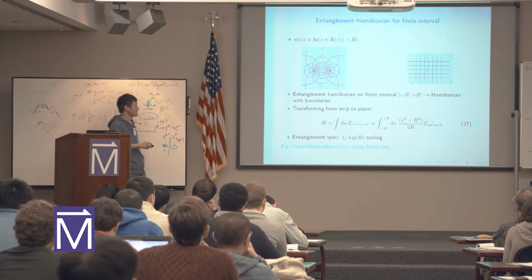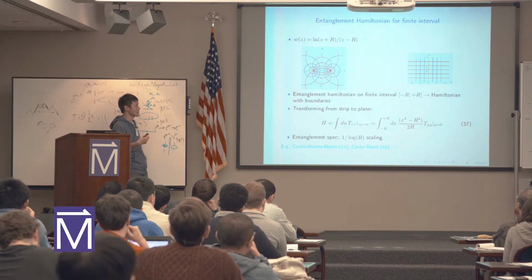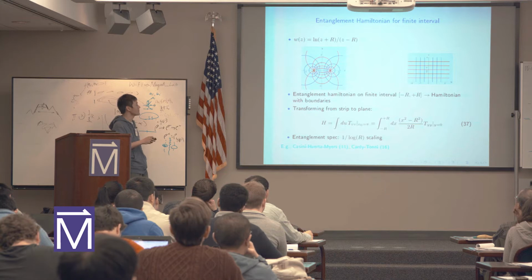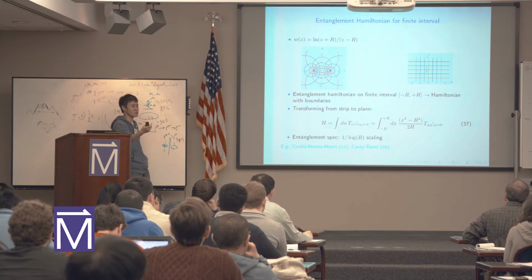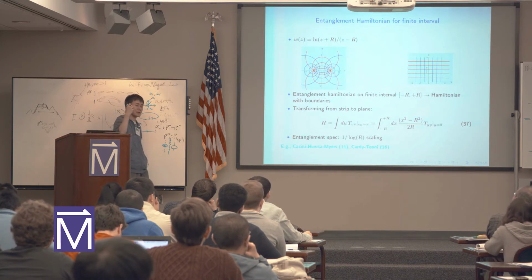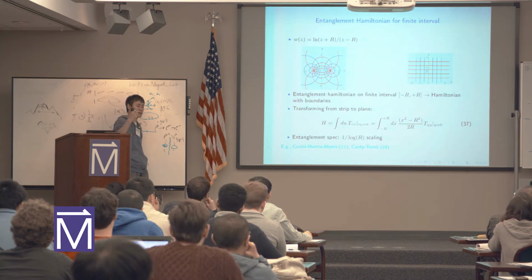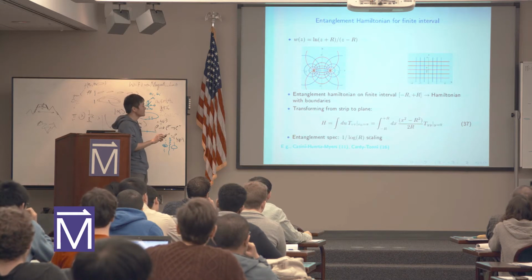From here, we can also extract the properties of the entanglement spectrum. For example, the level spacing of the entanglement Hamiltonian goes like 1 over log r, where r is again the separation between these two points, so it's the length of the interval. This should of course be contrasted with the finite size scaling of the physical Hamiltonian, where the level spacing goes like 1 over L.